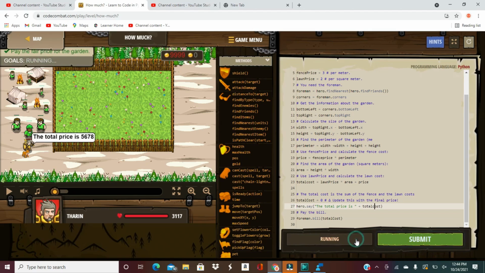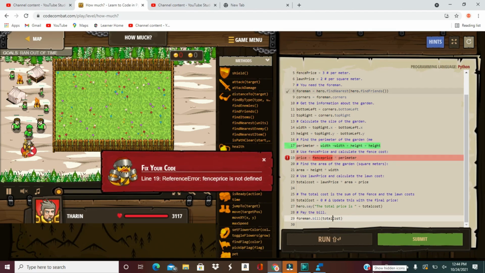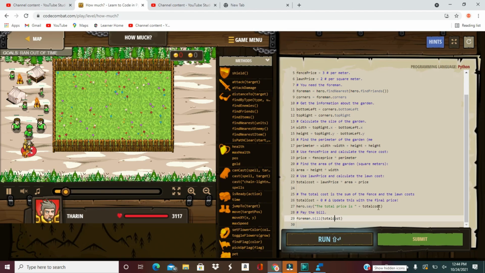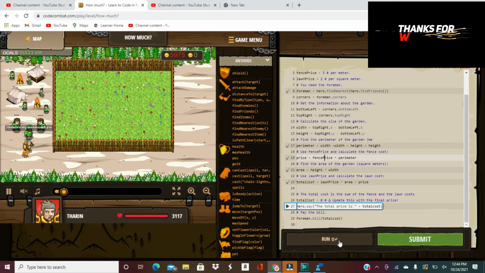Excellent guys, so I think this is it. Fence price. Is it a capital P? It's a capital P. So you gotta check out your capitals in Python coding. So capital P. The total price is 4,024. Pleasure doing business with you.